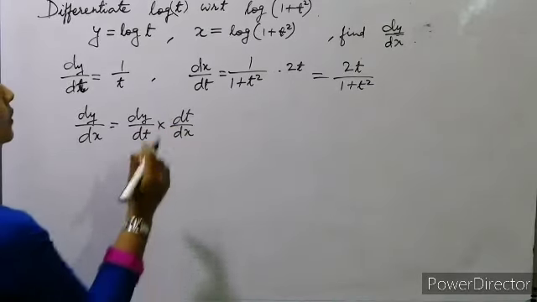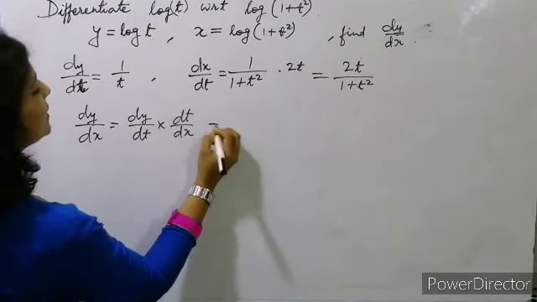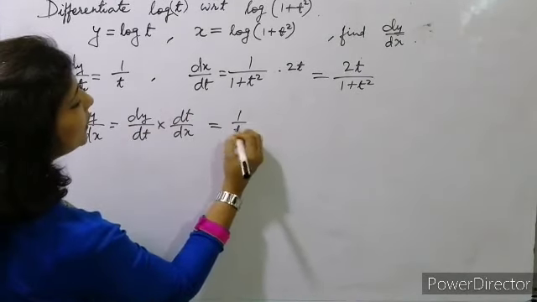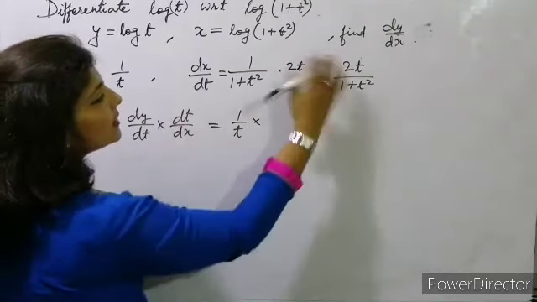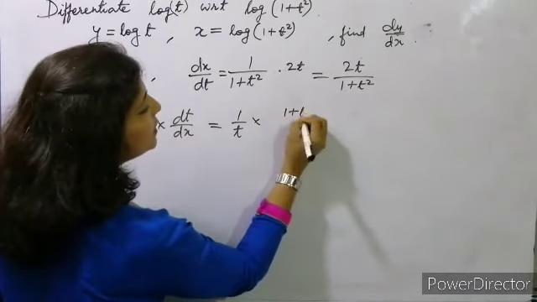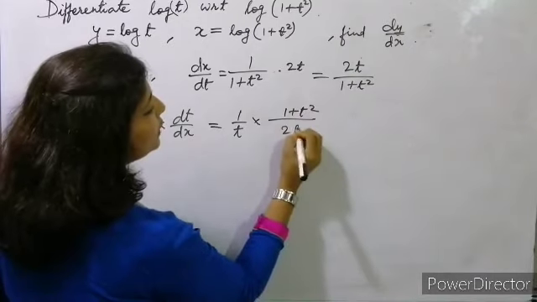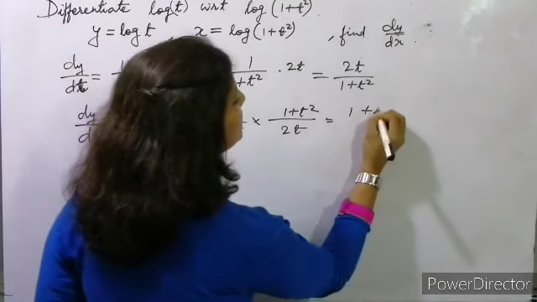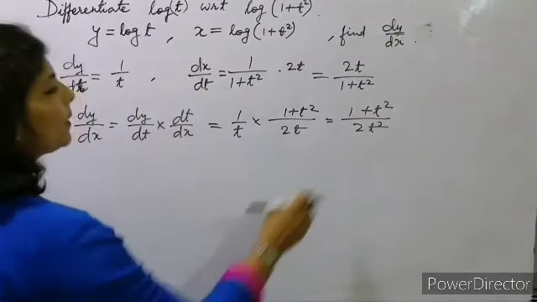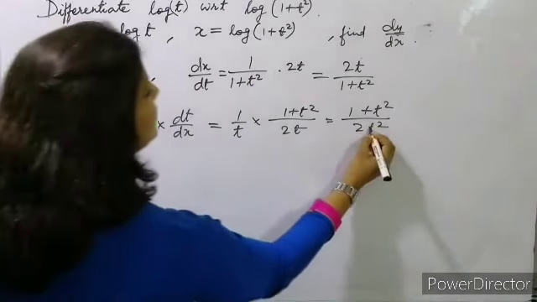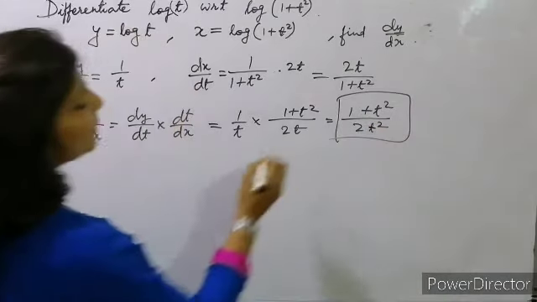So dy by dt is equal to 1 upon t, and dx by dt is this one. So dt by dx will be its inverse, 1 plus t square divided by 2t. So it will be 1 plus t square divided by 2t square. This will be the answer, the value of dy by dx.